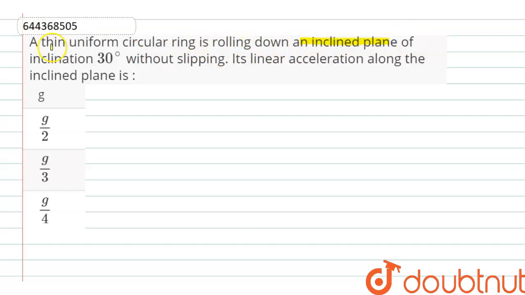Hello dear students, here the question is, a thin uniform circular ring is rolling down an inclined plane of inclination 30 degree without slipping. Its linear acceleration along the inclined plane is.